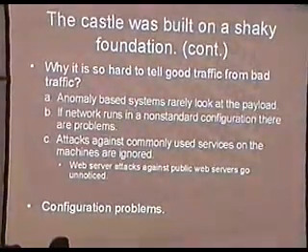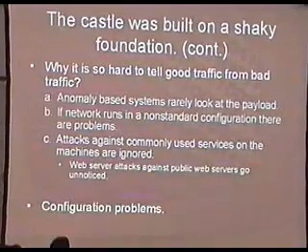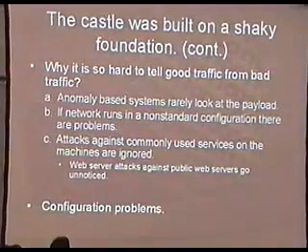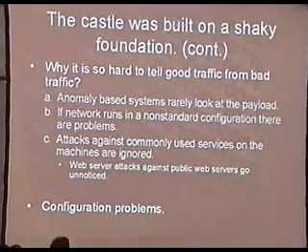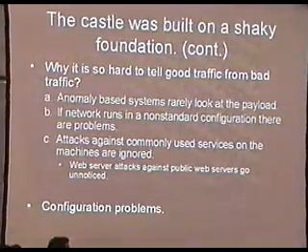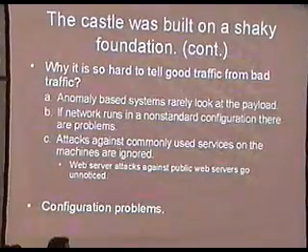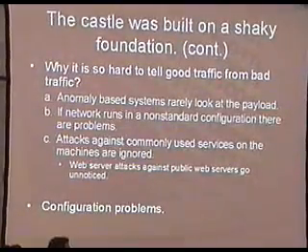Why is it hard to tell good traffic from bad traffic? Anomaly-based systems rarely look at the payload. There are some that will inspect the payload, but many of them don't. They don't care about the payload. They're looking at your headers for things like protocol anomalies, or they're looking for flow information for things that are doing stuff that hasn't been seen before.